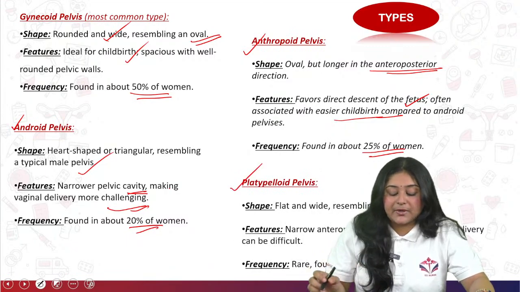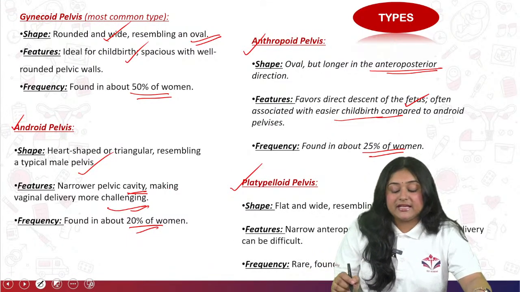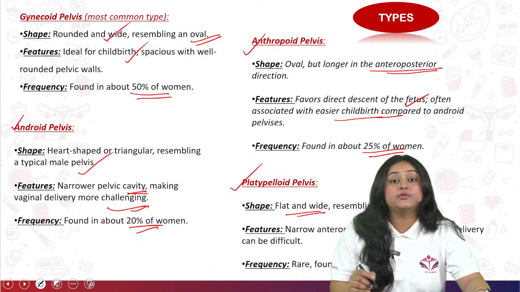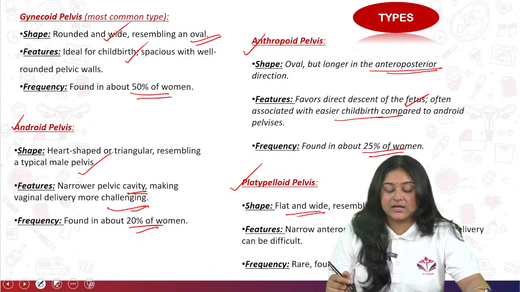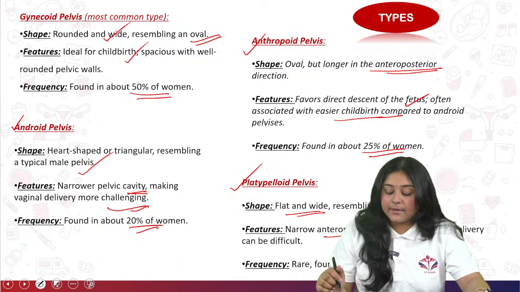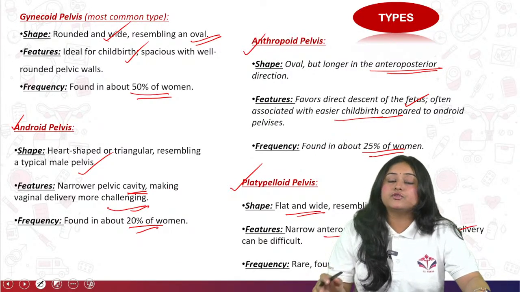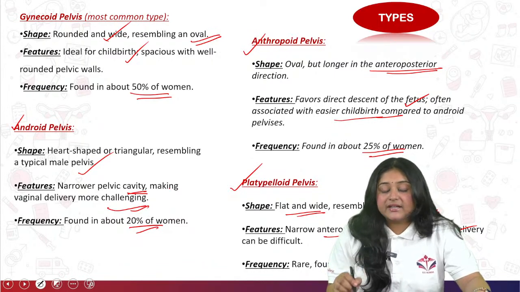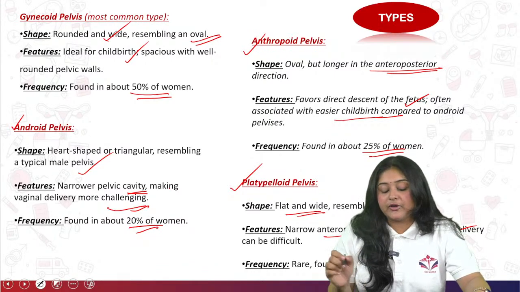Last one is the platypelloid. The platypelloid pelvis is a very flat and wide structure, resembling a kidney bean, and its feature is a narrow anteroposterior diameter, so vaginal delivery might also be difficult. So what is the frequency? You can find it in 5% of cases.